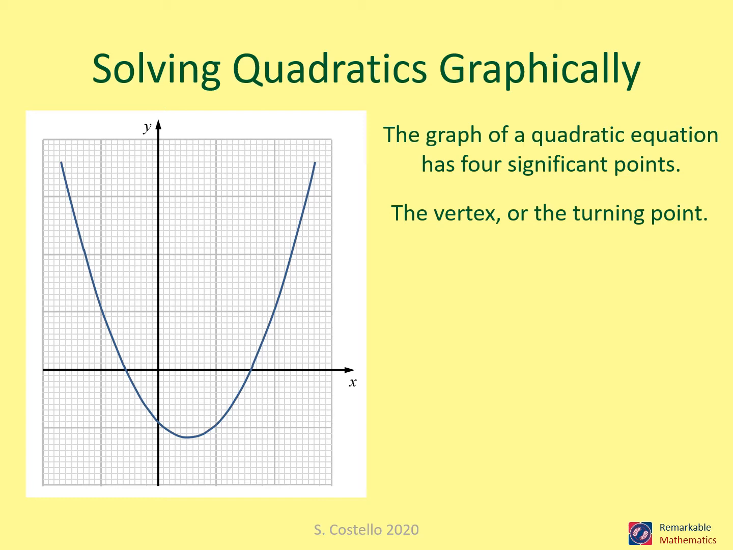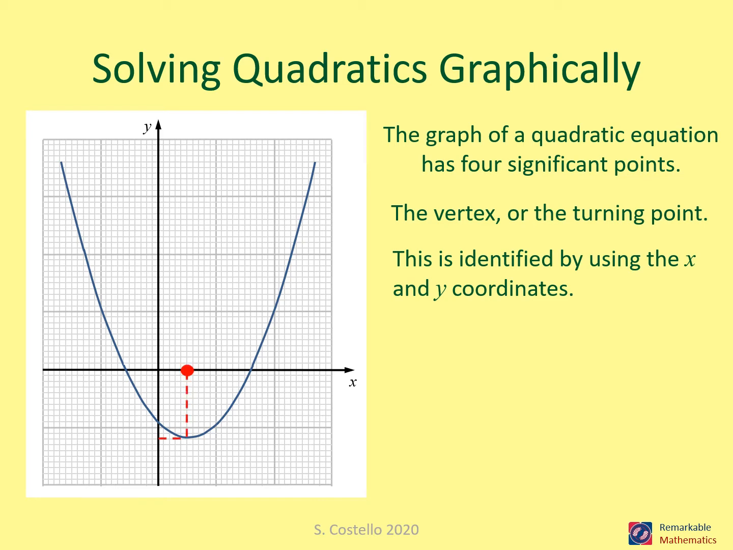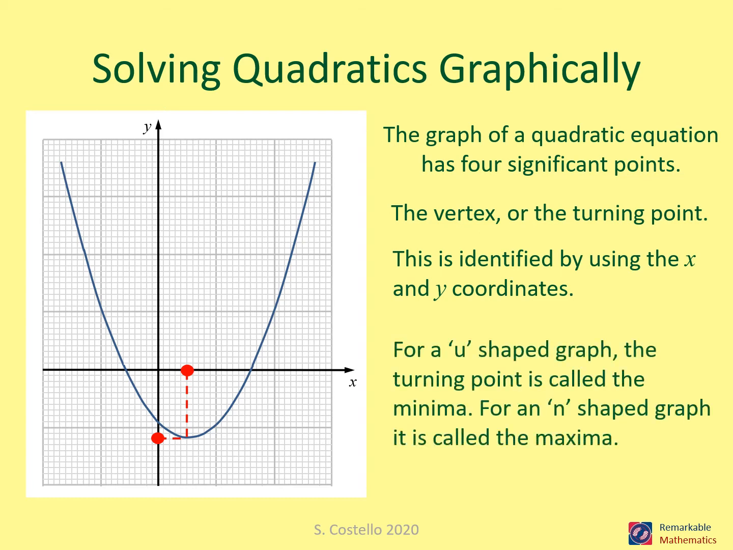The next significant point is the vertex or the turning point. This is identified by using the x and y coordinates. If we're asked to identify the vertex, we give the coordinates of the turning point of that graph. So we give the x coordinate and the y coordinate, which will be read off the x and y axes. For a U-shaped graph, the turning point is called the minima, and for an N-shaped graph, it is called the maxima. So the minimum value it can take and the maximum value it can take.